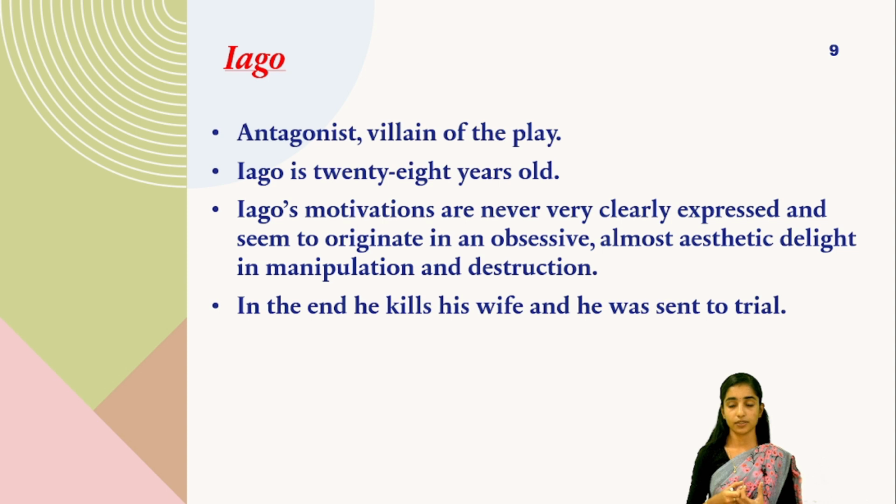He is 28 years old, and Iago's motivation is never clear, because he used to manipulate Rodrigo, and he used to manipulate Othello because he wants to be in a much higher position than Othello, and in the end he kills his wife and he was sent to trial.